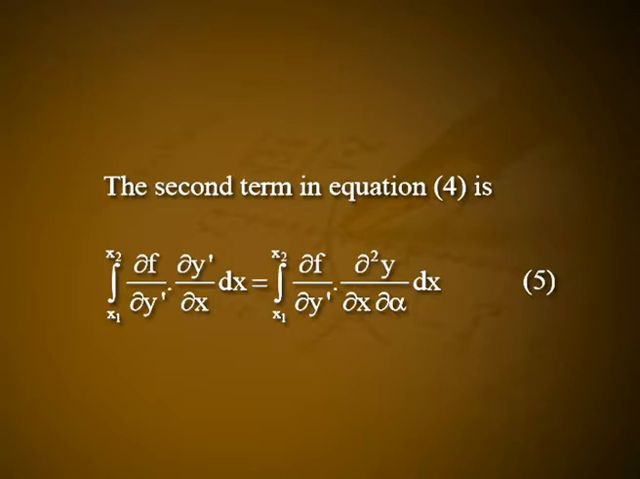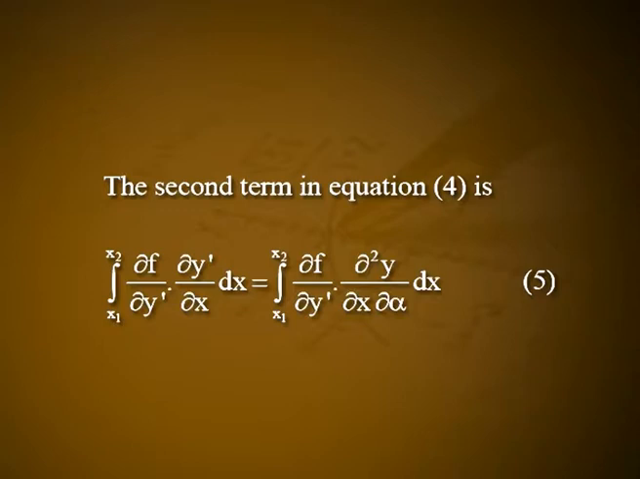The second term in equation 4 is integral from x1 to x2 dou f divided by dou y dash into dou y dash divided by dou alpha dx, which is equal to integral from x1 to x2 dou f divided by dou y dash into dou square y divided by dou x dou alpha dx.